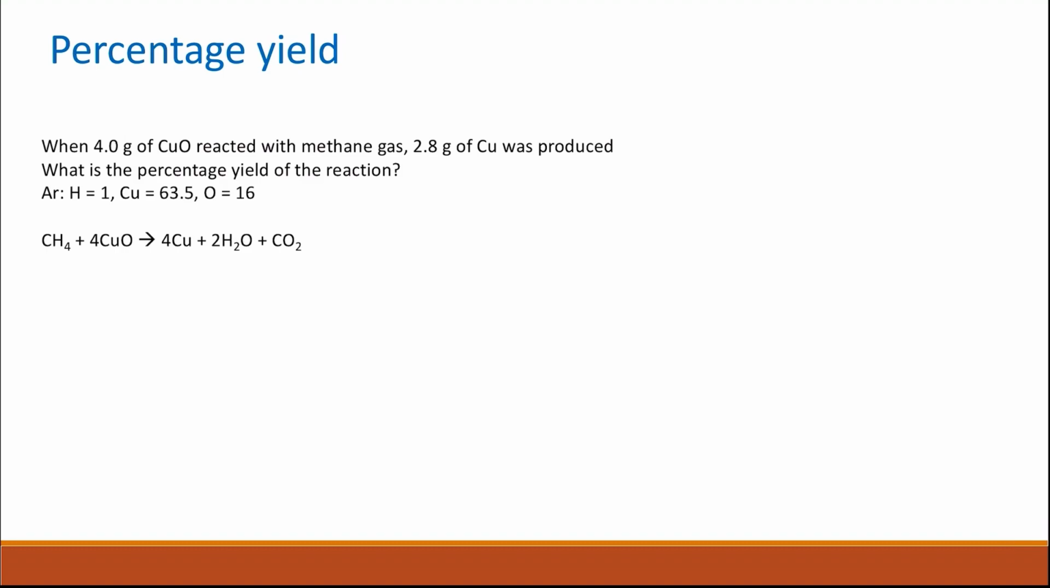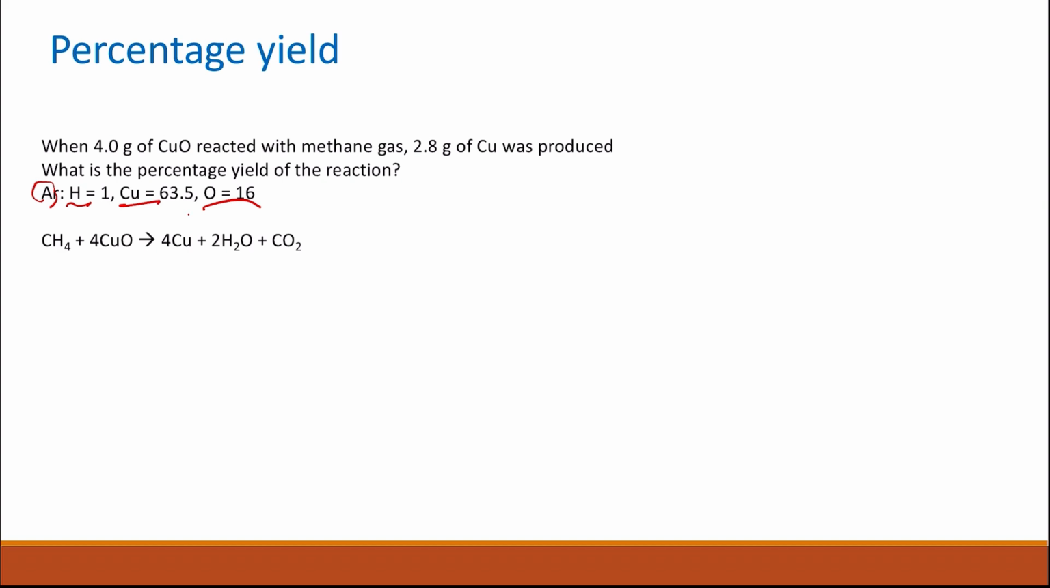So let's have an example to see how to calculate the percentage yield. The question says that when 4 grams of copper oxide reacted with methane gas, 2.8 grams of copper was produced. What is the percentage yield of the reaction? And here it gives you the atomic weight of hydrogen, copper, and oxygen. So the first thing you need to do is to write the balanced equation in order to accurately calculate the expected amount of product that should be produced, or the maximum expected product mass.